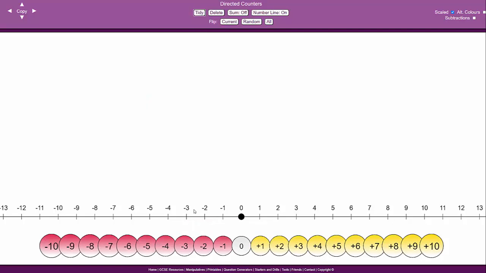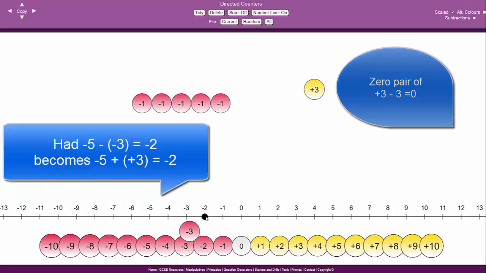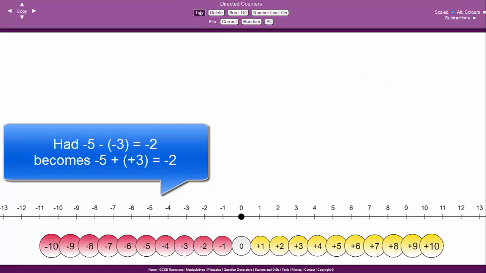Or I could start with negative 5 and I want to take away negative 3. I could give myself a negative 3 here and balance it with a positive 3. I'm still at negative 5, and then I can just go ahead and take away my negative 3, and I'm left with negative 2. Let's try two more.